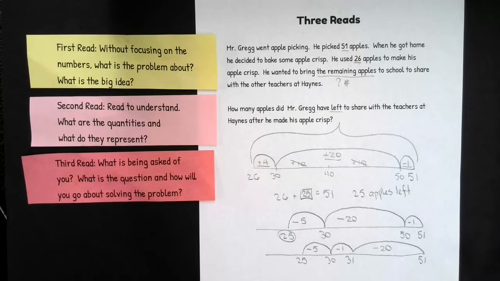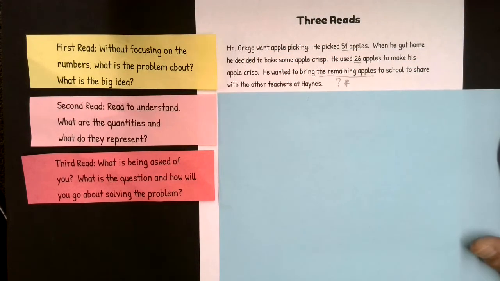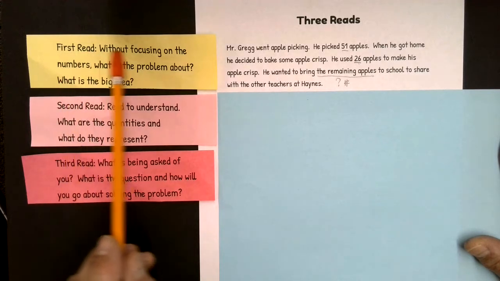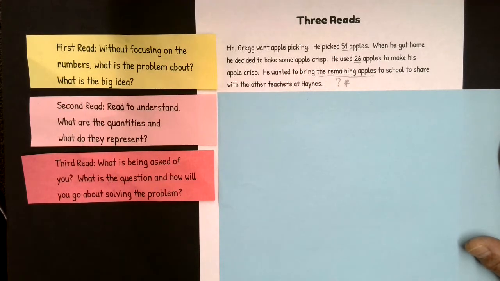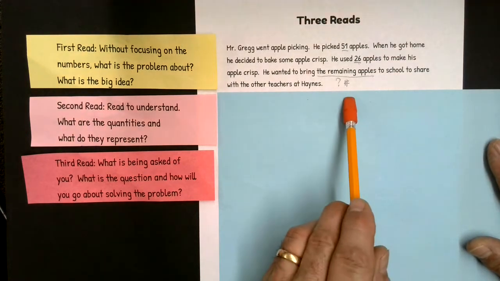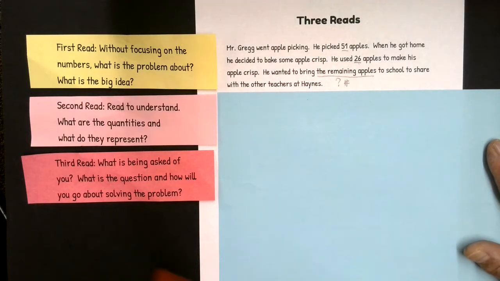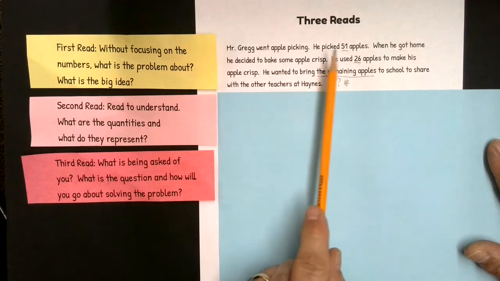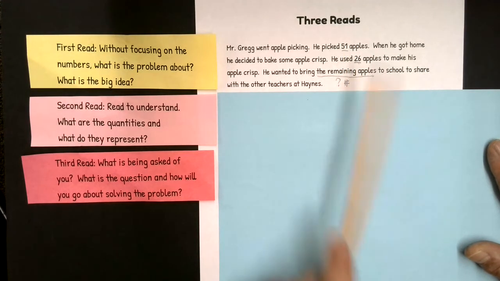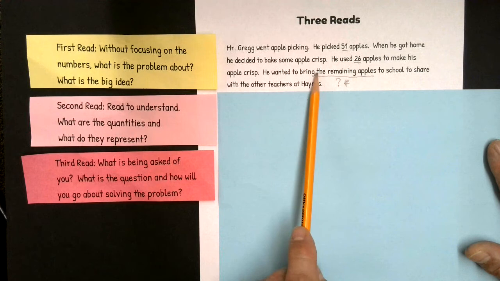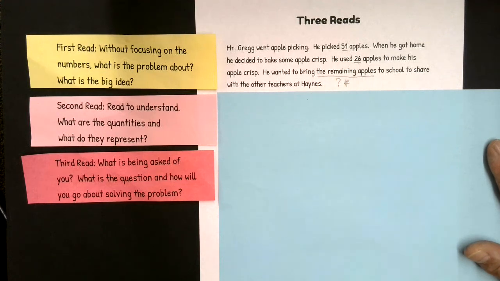All right. I hope you have fun working with these problems today. Remember, before you solve the problem, give it those 3 reads. Read it first, focusing on the main idea. I love this word. What is the gist of the problem? What is it about? This problem is about Mr. Greg picking, using, and giving some apples away. Second, read it to see what quantities, what information is important in there. Well, I picked 51, I used 26, and I wanted to know how many were remaining, and that's my unknown.